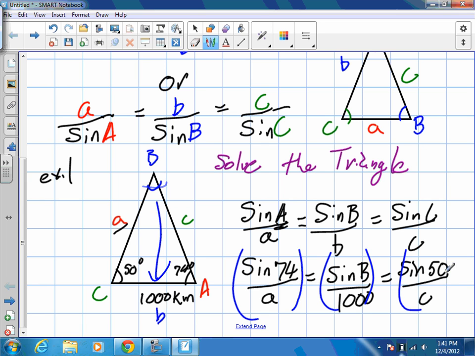So at first glance, it looks like we can't use this because I have at least one unknown variable in all of the equivalent ratios. That's not going to work for us. There is one of these I can figure out very quickly. Yes? The 180 in the triangle?